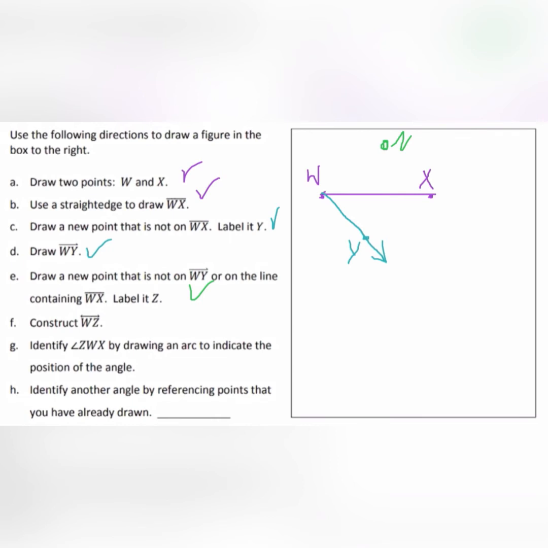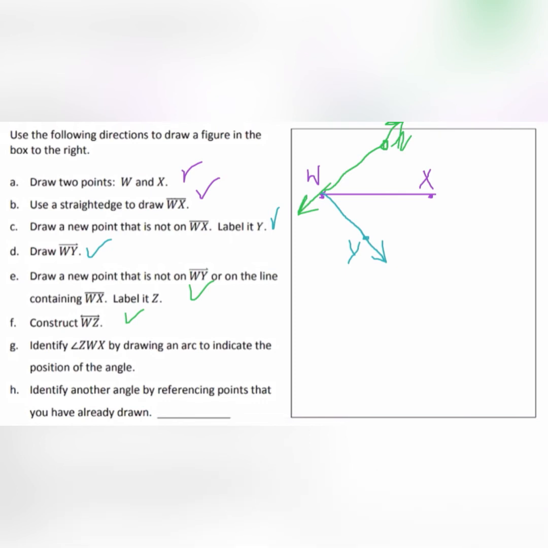And now it's telling me to construct line WZ. Okay, so if you look at letter F, you can see that symbol that means line because there are arrows on either side of it. So that means it's a line and it's extending to infinity in both directions. So let's draw line WZ. Okay, I tried to make it as straight as possible, but you can see because it's a line, I extended it on both sides. So I did letter F, I checked it off.